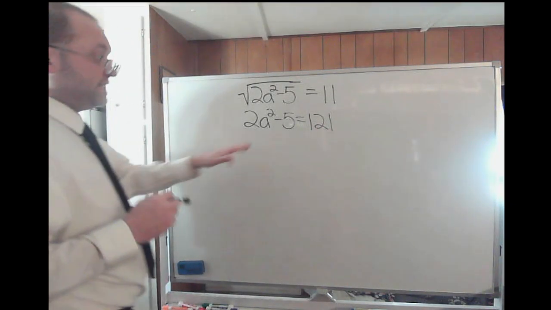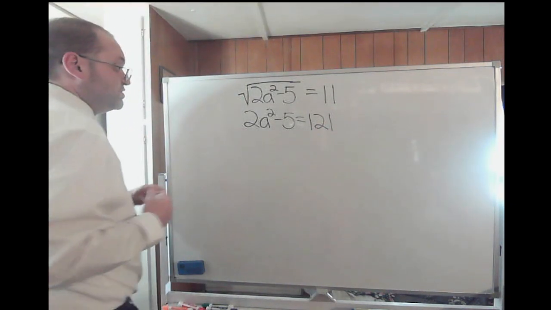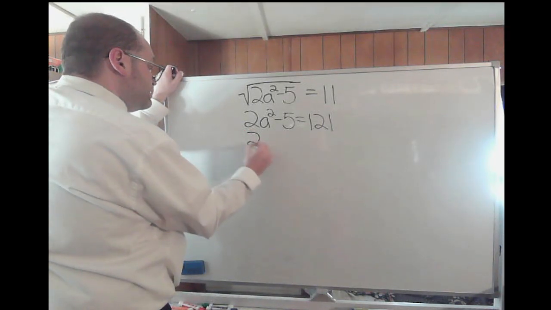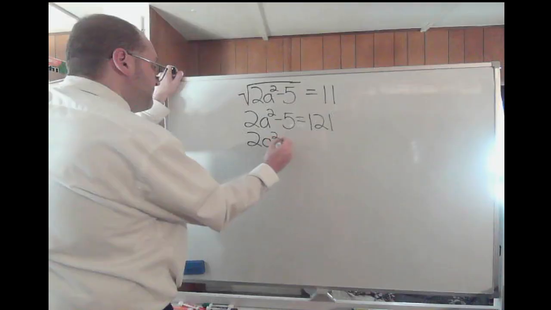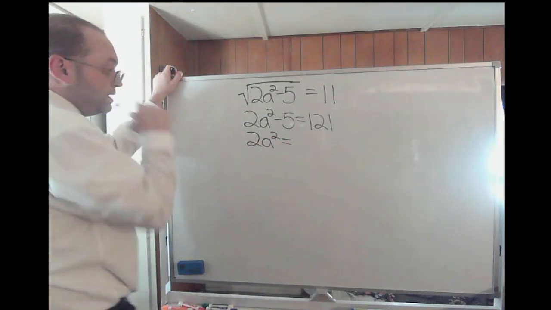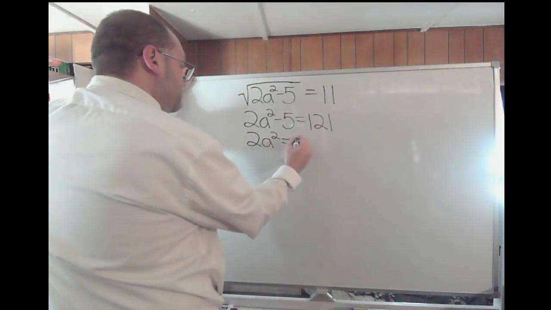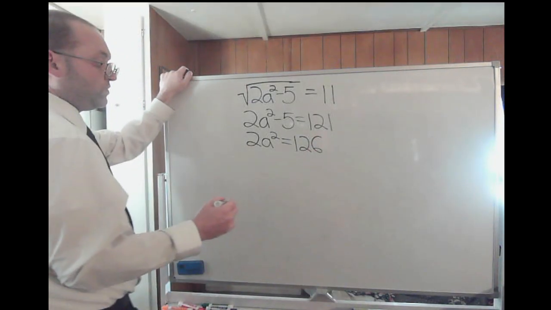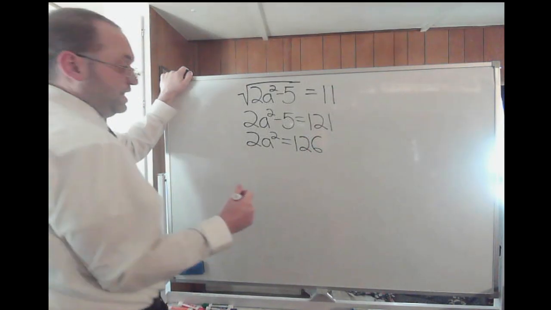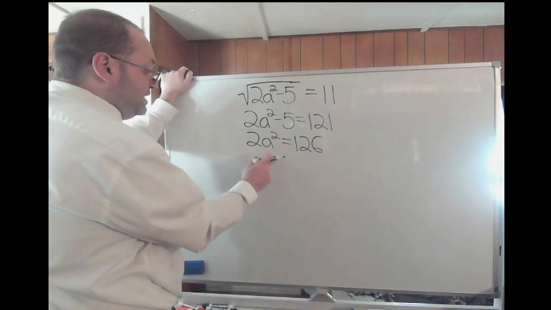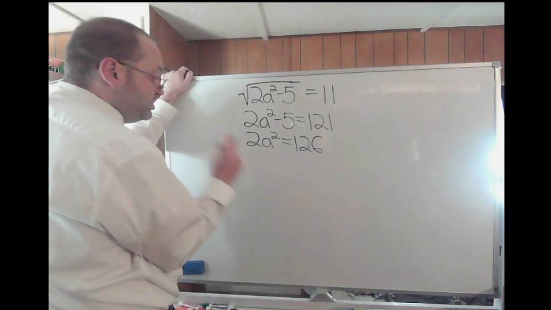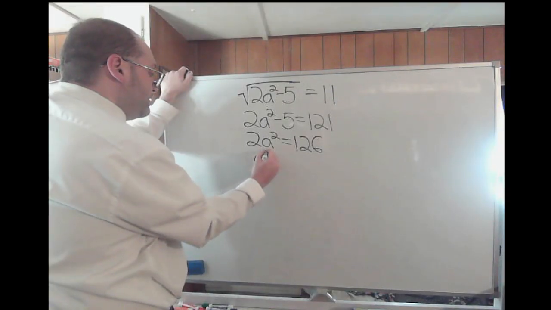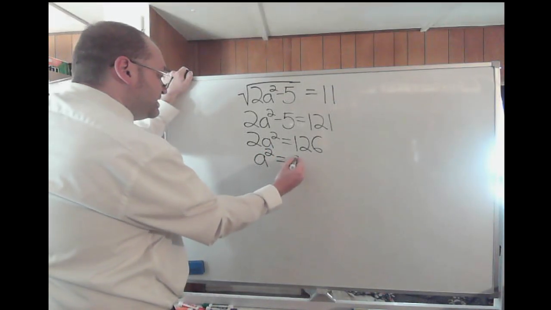Next goal is to get that 2a squared by itself. So add 5 to both sides. You'll end up getting 2a squared equals 126, which then, if we divide both sides by 2, you'll end up getting a squared equals 63.